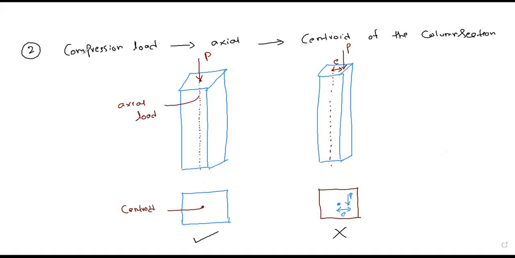So you have to make this assumption right, and this is wrong. The compression load should be axial and it should pass through the centroid of the cross section. Clear? Right. Third assumption. What is the third assumption?